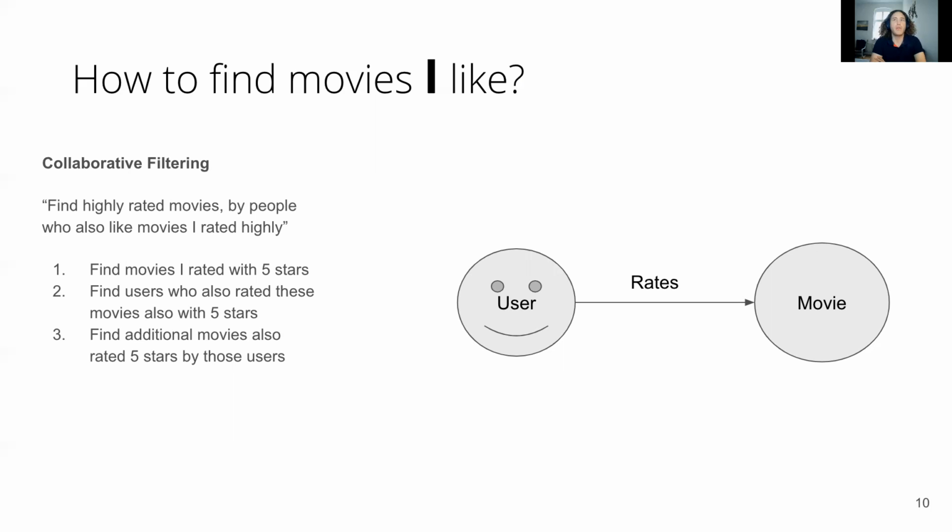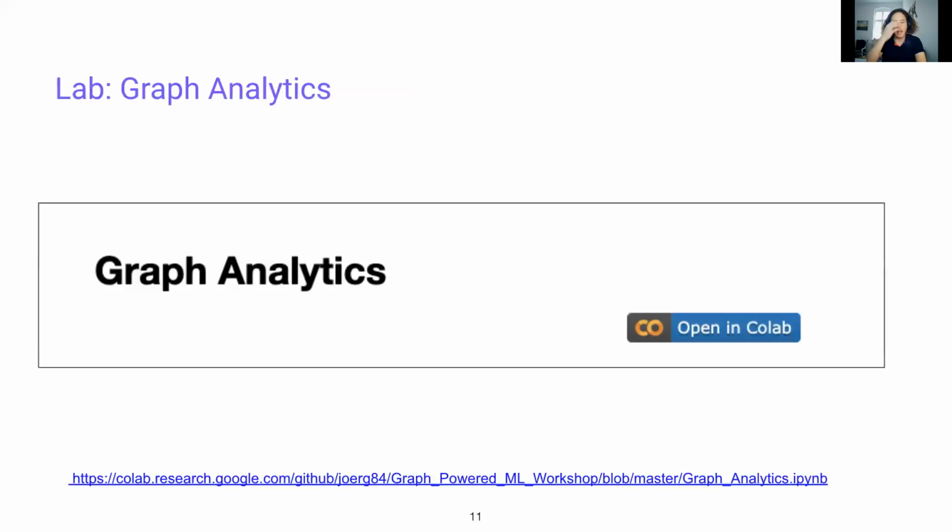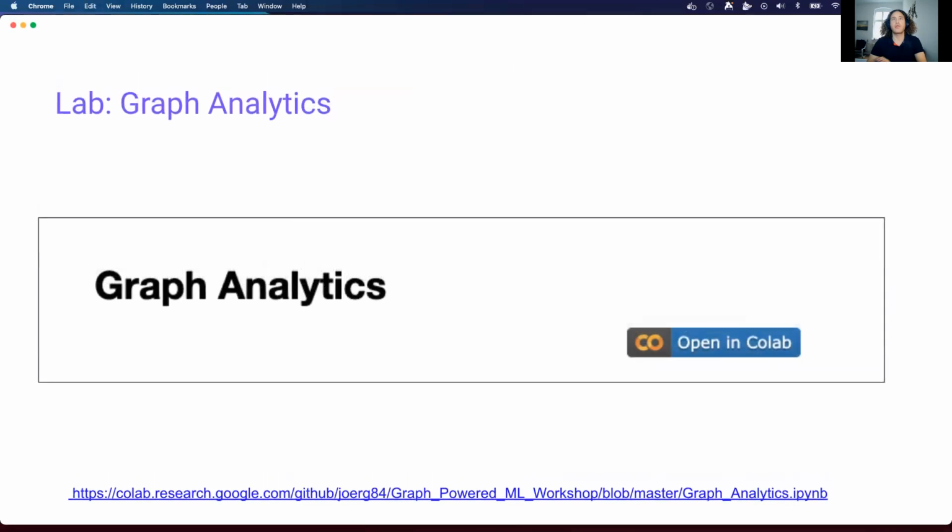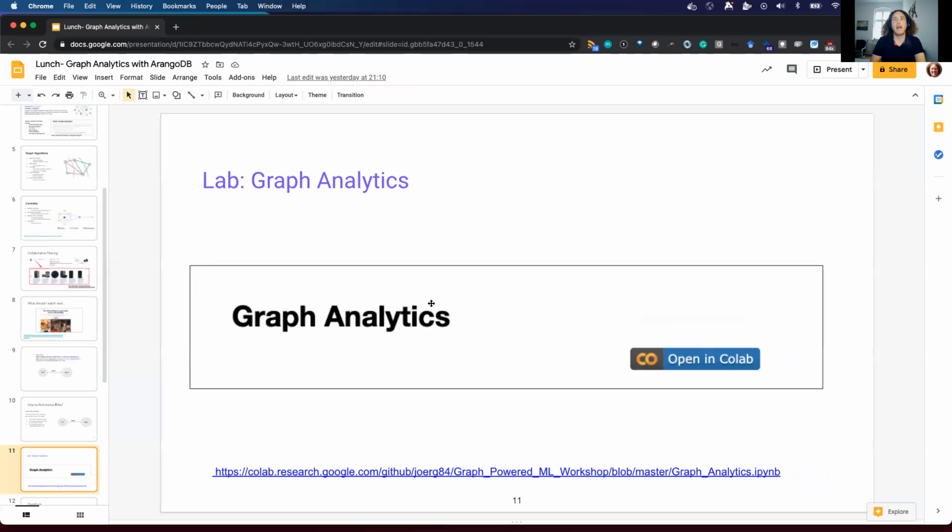And so then from those users, we can go back and see which other movies did they rate very highly, and which we haven't seen yet. So that will give us movie recommendations by people who have similar tastes as us, and we can go on watching new movies.